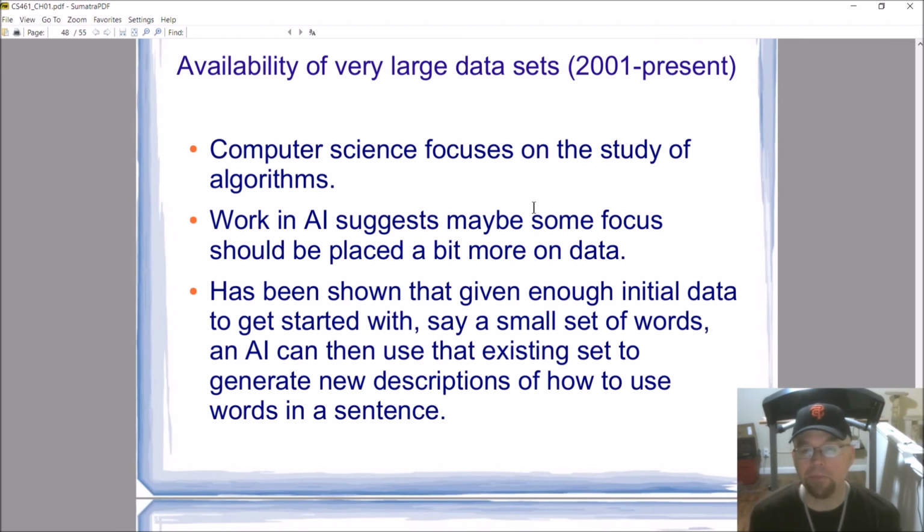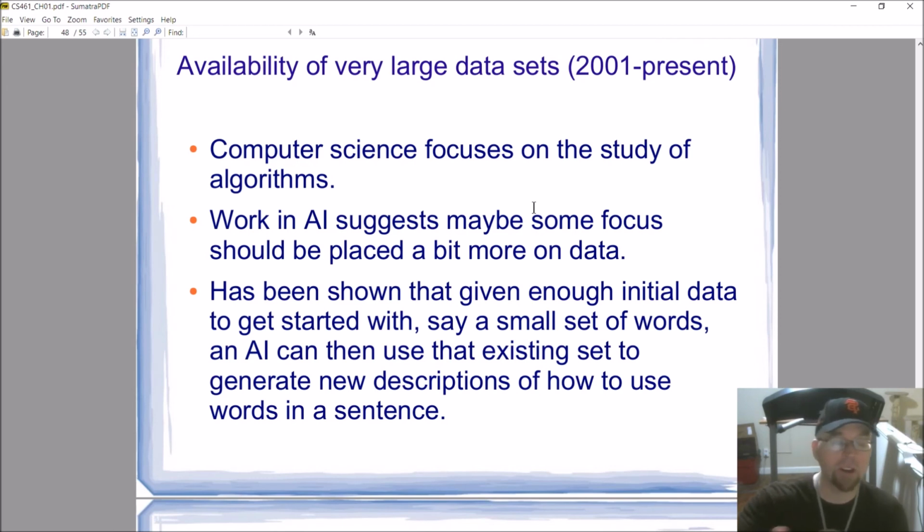Okay, so the idea here is, look, if we can come up with an algorithm where we can give an AI a small initial set of data to work with, so on the slide, say a small set of words, then the AI can use that small set of information to come up with new descriptions or new ways, new rules for how to use words in a sentence. So maybe we can give a computer a small vocabulary, and then it can figure out how to combine those words into all kinds of different sentences.